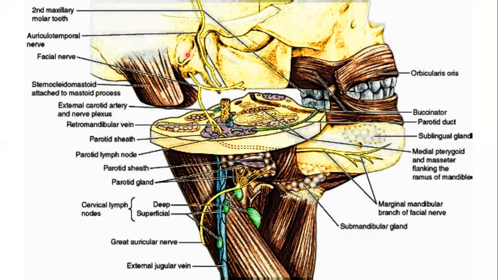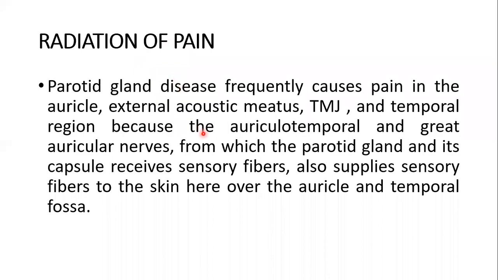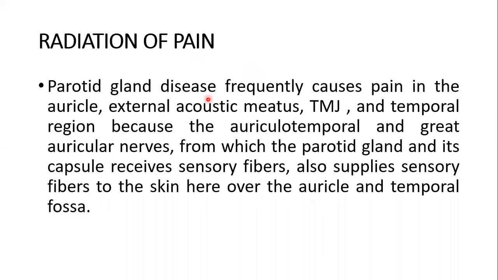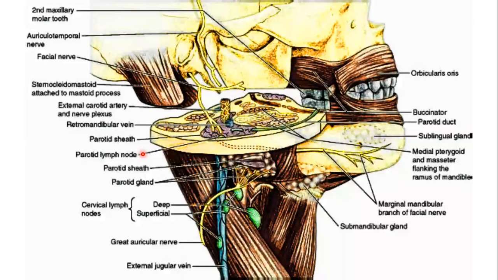So the area involved would be, of course, around this temporal region and the auricle. This area would be involved. This is the auriculotemporal nerve, also supplying the auricle and this temporal region. So the pain will radiate to the auricle, external acoustic meatus, temporomandibular joint, and temporal regions due to the involvement of the auriculotemporal and great auricular nerves, because they are responsible for the sensory nerves of the parotid sheath and the skin over it.